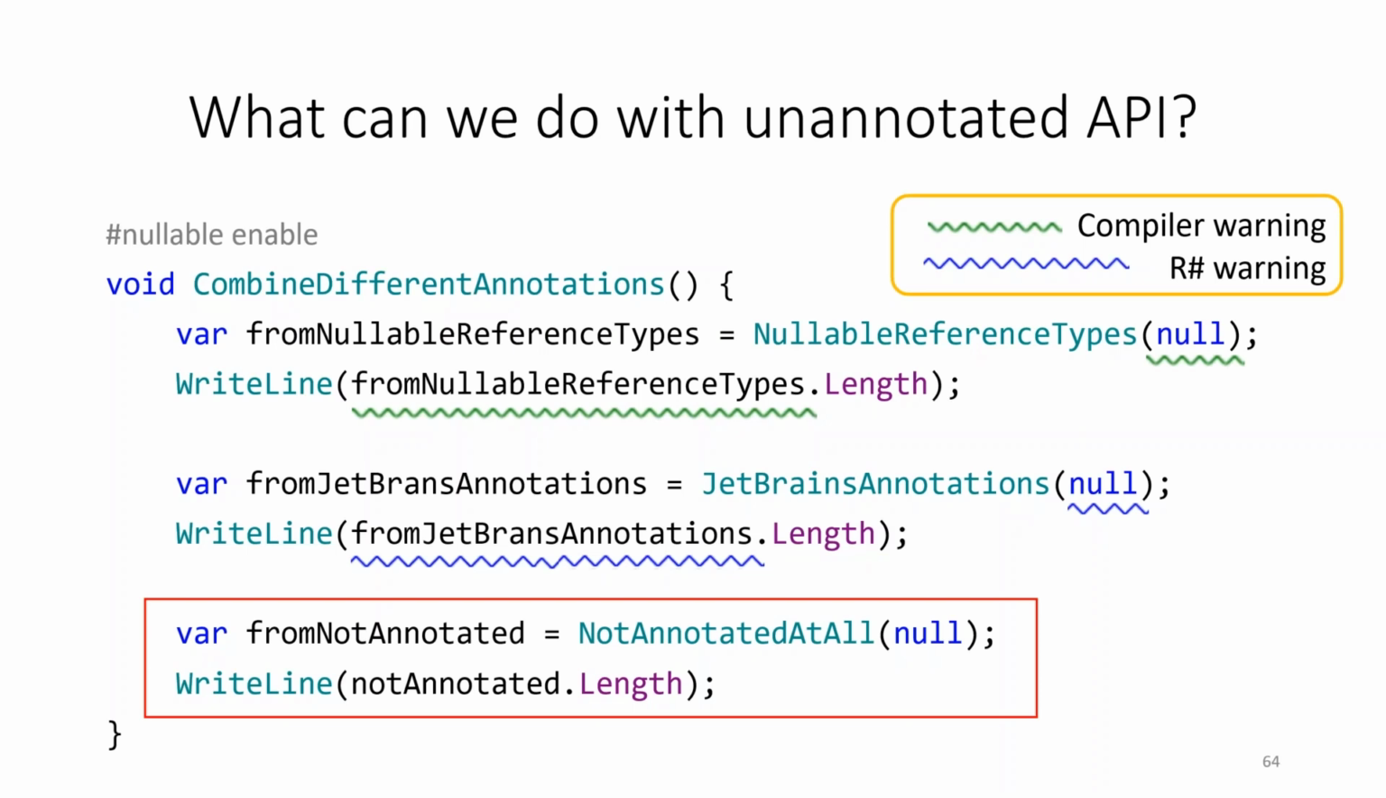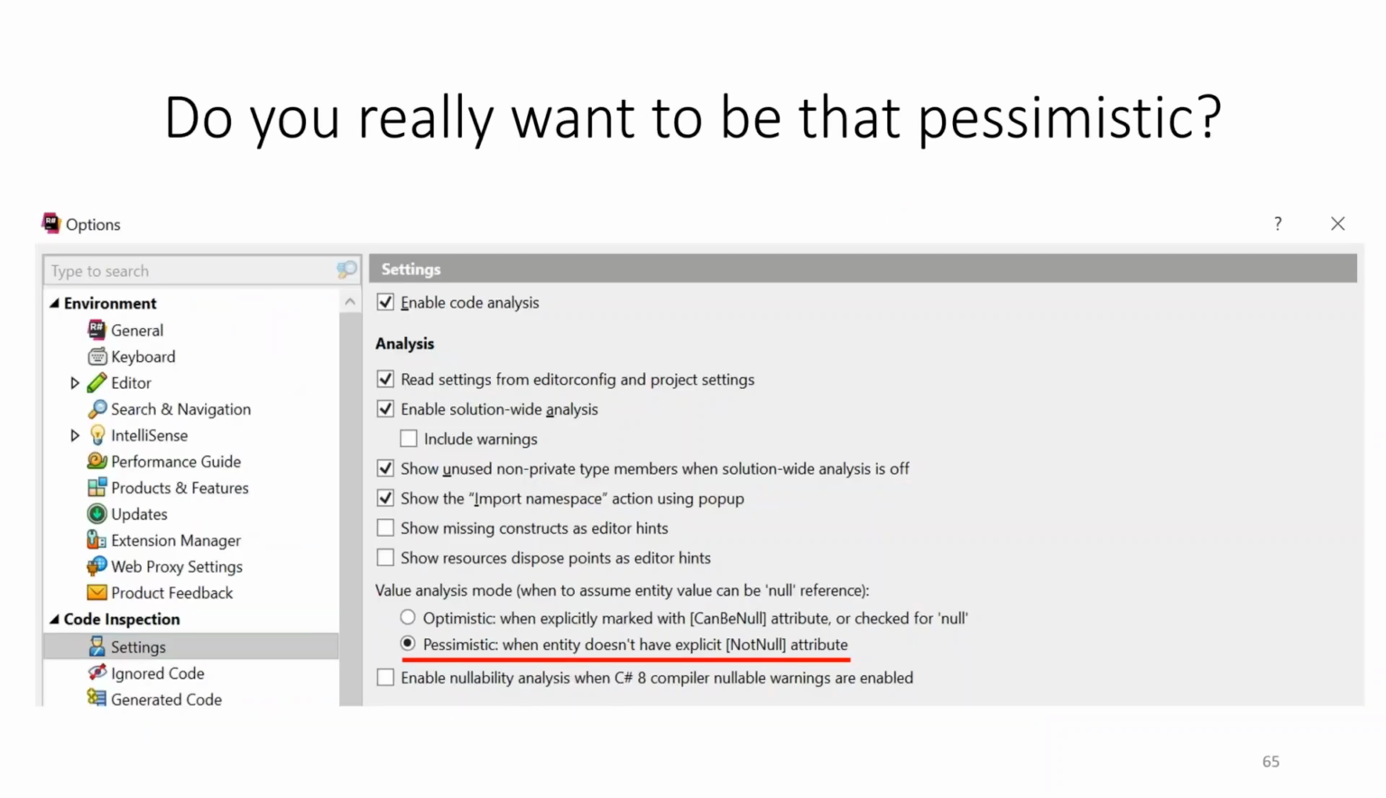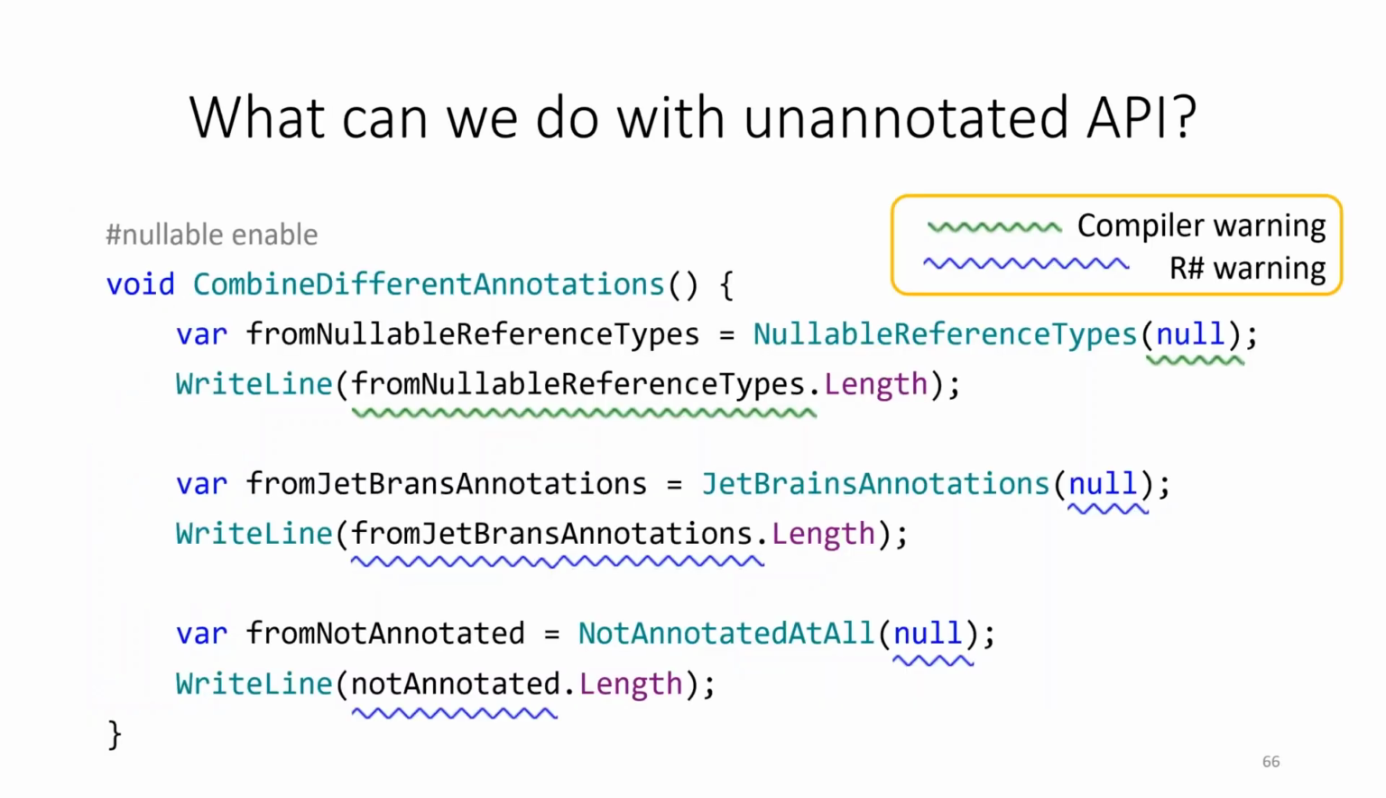First, I'm not sure that you would really want warnings about it because it could result in tons of false positives. But if you really want to be really pessimistic about any unannotated API and you really want this extra safety, you can change the analysis mode in ReSharper settings to pessimistic, and it will consider any API that doesn't have explicitly annotated nullability as not safe to use, and you'll get warnings about it too.